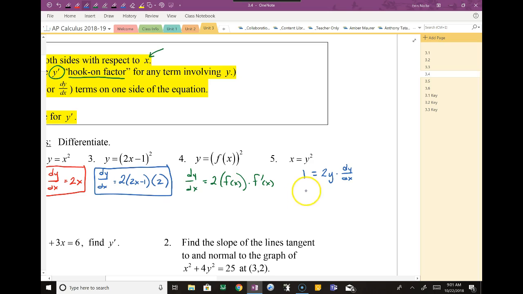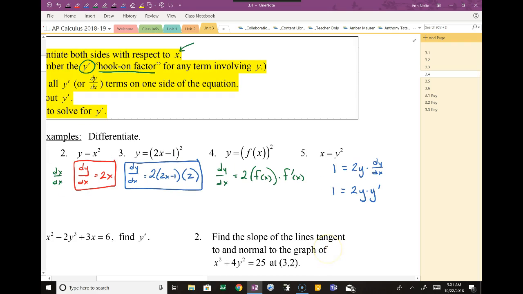Just so you know, you can write that dy dx, or it is also fair game for you to write this as 2y times y prime. Whichever one floats your boat, just realize that dy dx is an equivalent statement as y prime. Probably from now on I'm going to use y prime just because it's less writing, and it just is less confusing, I think, once you start working with dx's a lot.